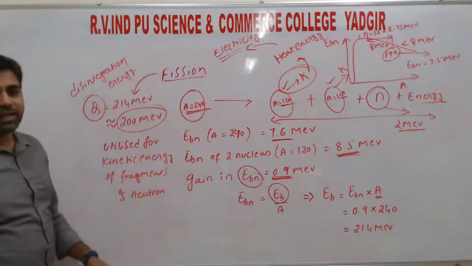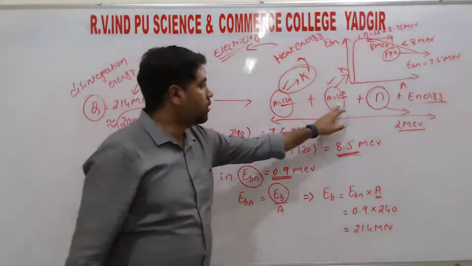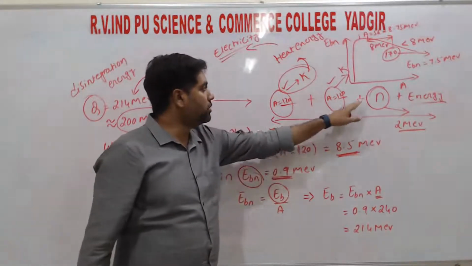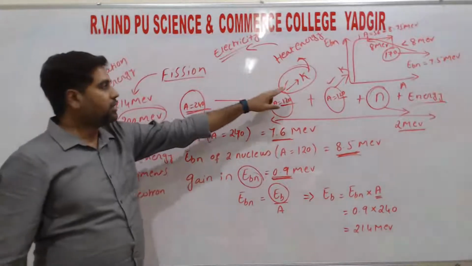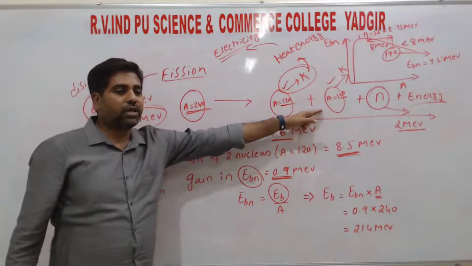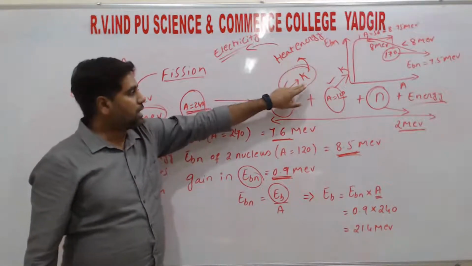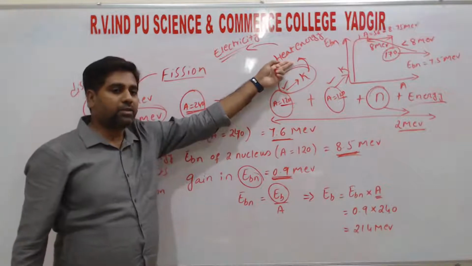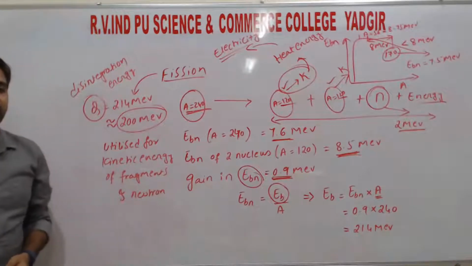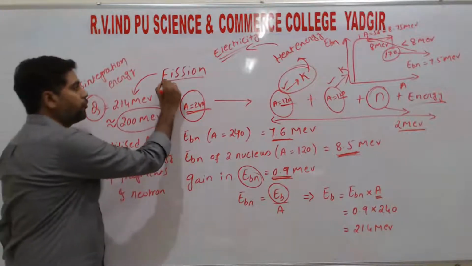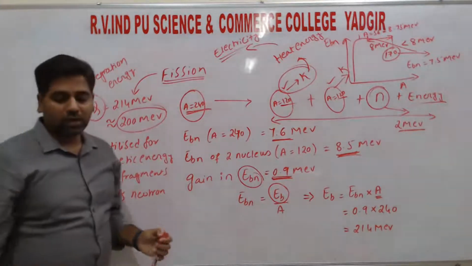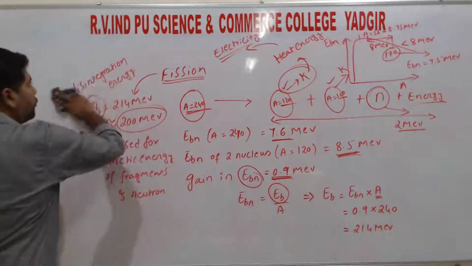So this energy is utilized for the kinetic energy of the fragment particles and also the neutron, right? As these are moving with the highest kinetic energy, these particles, that means these nuclei, interact with the surroundings, then heat is produced. That means conversion of kinetic energy into heat energy. By utilizing this heat energy, we are producing electricity. So this is about the energy released during nuclear fission. The last process is nuclear fusion.